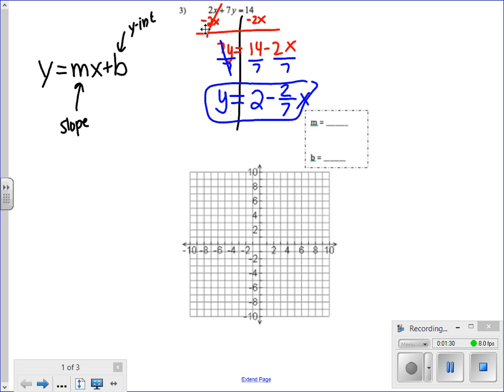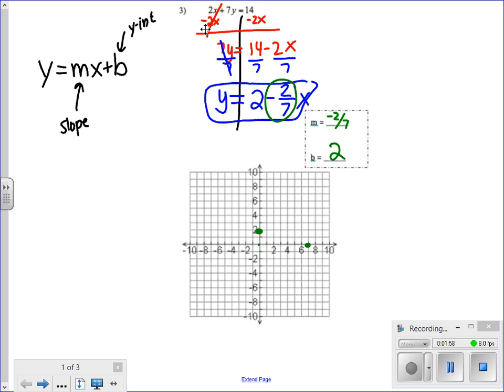So when I look at this problem, the negative 2 over 7, the number in front of x, is my slope, and the number by itself, 2, is the y-intercept. I graph as I have been for the last few lessons. This y-intercept of 2 is my starting point. I start there on the y-axis, then I follow my slope. Negative 2 this time means I go down 2, right 7.